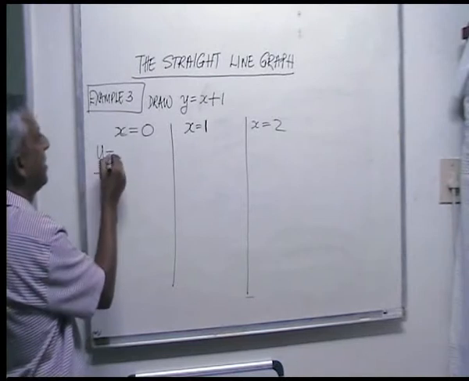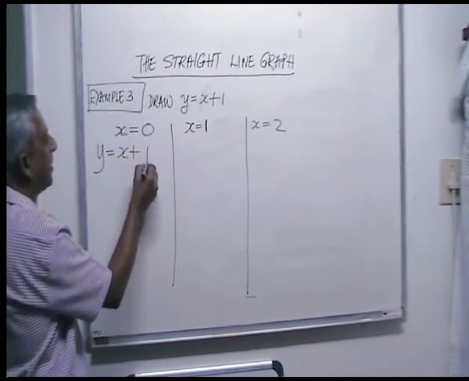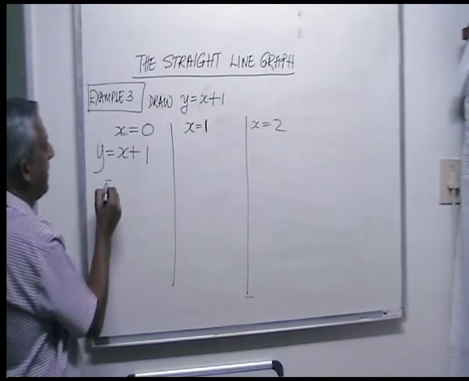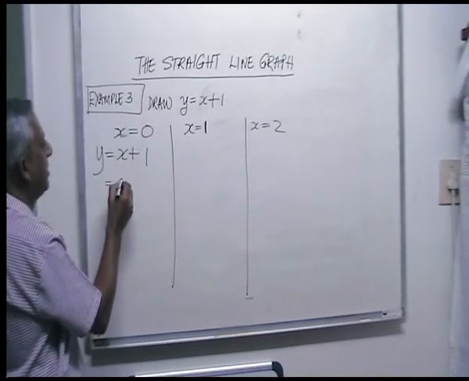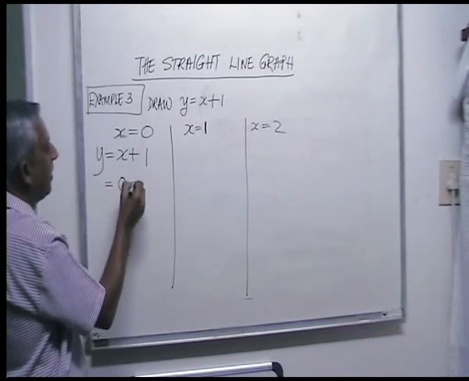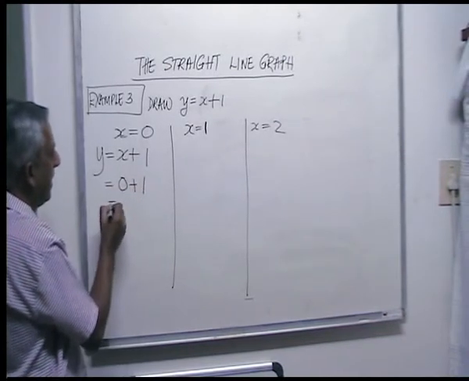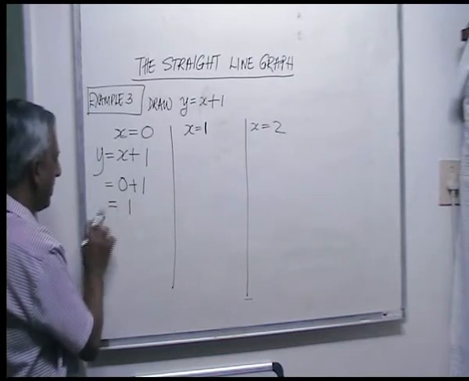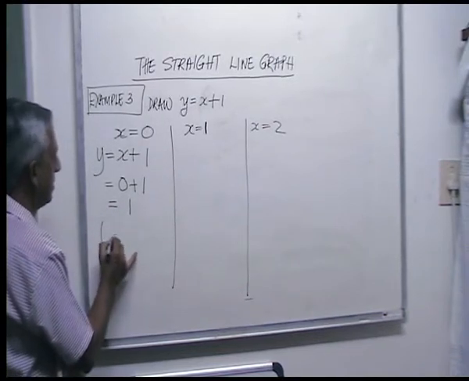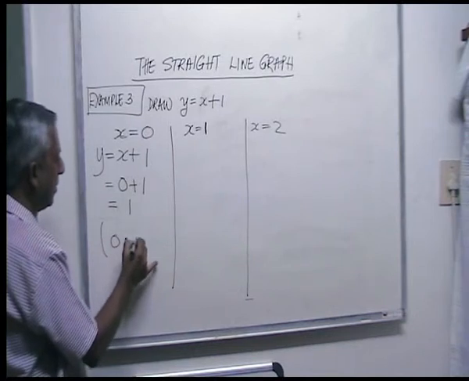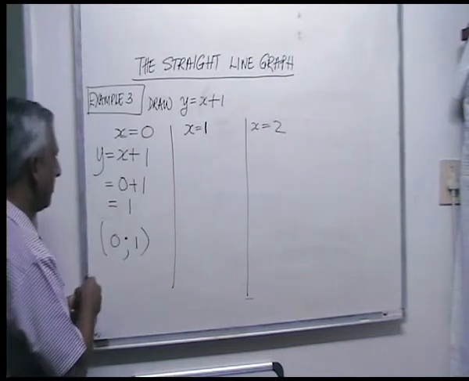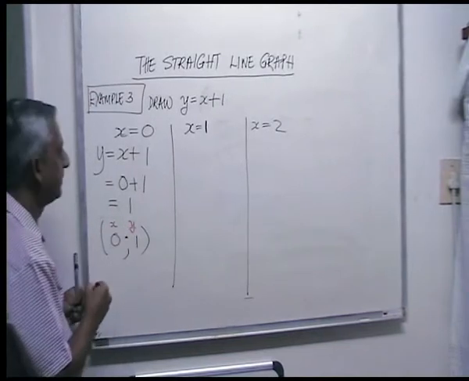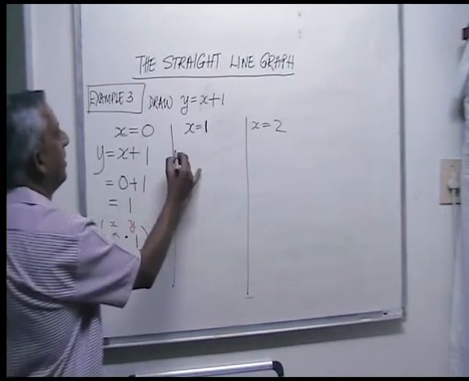So you write y is equal to x plus 1. Now you must put that number where there is x. So x is here, so it will be 0 plus 1, and 0 plus 1 gives you 1. So your first ordered pair is 0, 1. That's your x, that's your y.